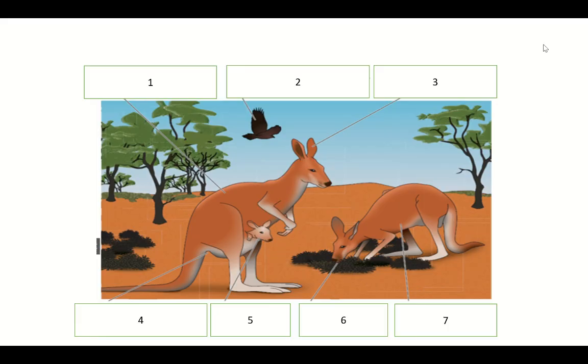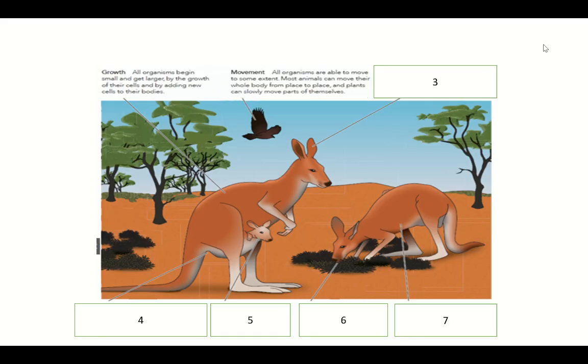In the given picture, we can identify all these 7 characteristics of living organisms. Let's see. What should be point number 1? Yes, it is growth. All organisms become larger by the growth of their cells and by adding new cells to their bodies. Let's see which characteristic is shown by point number 2. Movement. All organisms are able to move to some extent. Most animals can move their whole body from place to place, and plants can slowly move parts of themselves.